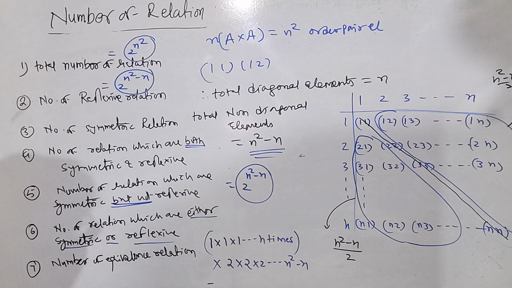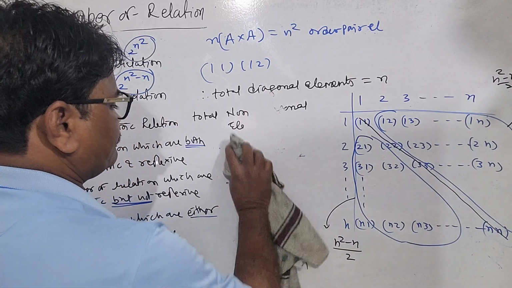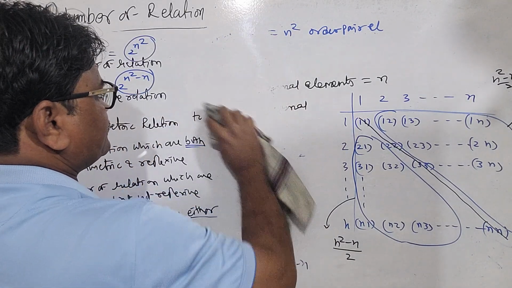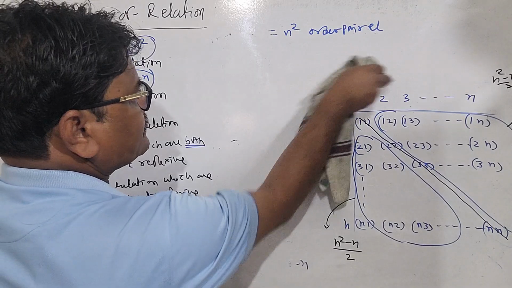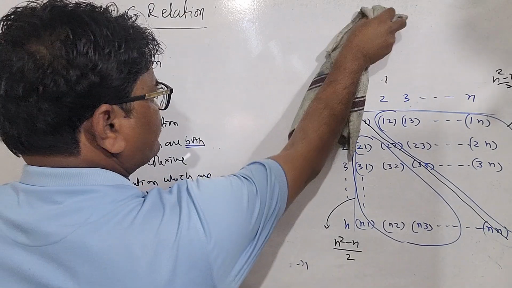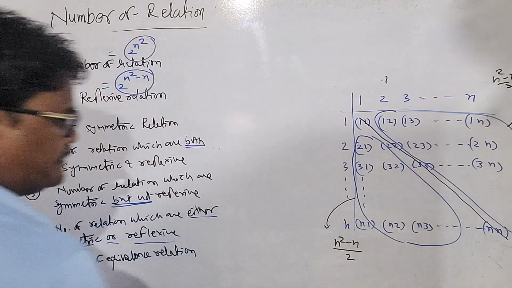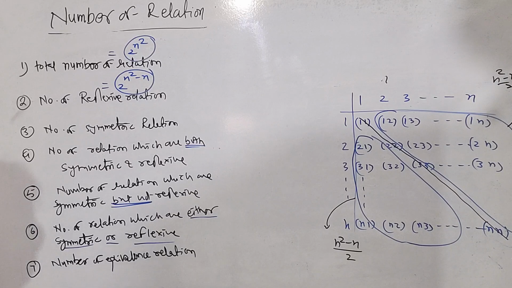Now coming to the next question, that is the number of symmetric relations. For a symmetric relation, if an ordered pair (a, b) is there, then (b, a) should also be there. Then only we can say that the relation is symmetric. Now how to find the total number of symmetric relations?